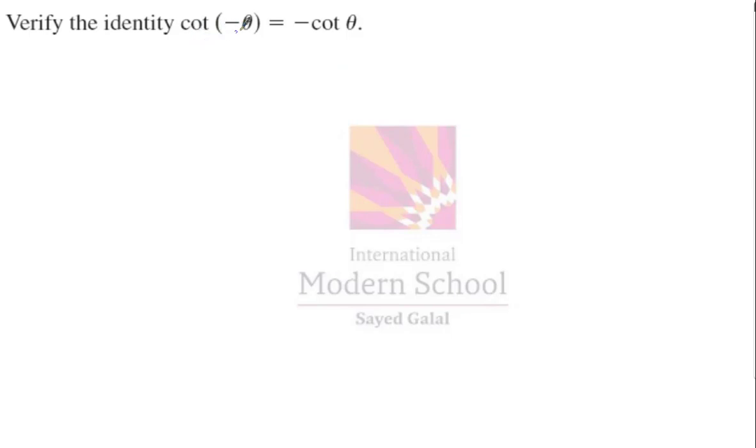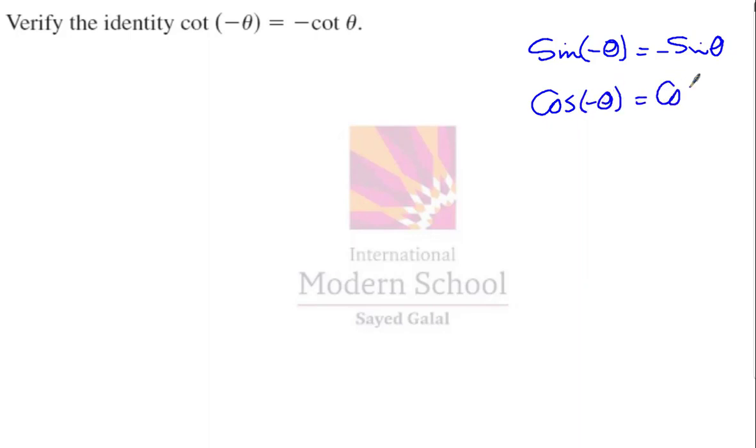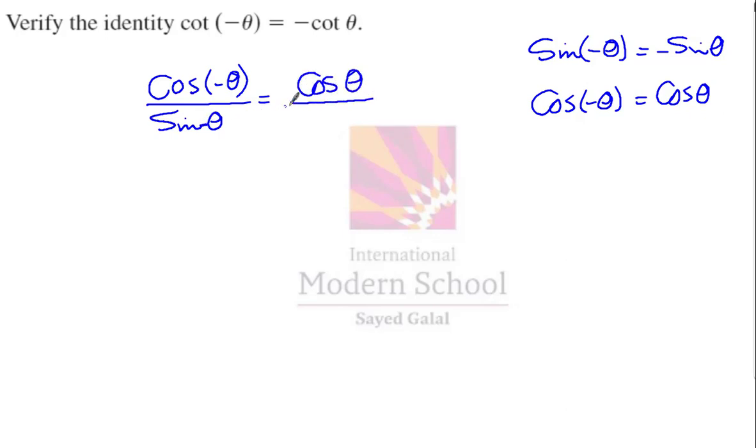Verify the identity cotan of negative theta equals negative cotan theta. The rules: sine of negative theta equals negative sine theta, but cosine of negative theta equals cosine theta. Then cotan equals cosine of negative theta over sine of negative theta. Cosine of negative theta equals cosine theta, but sine of negative theta equals negative sine theta, then it equals negative cotan theta.